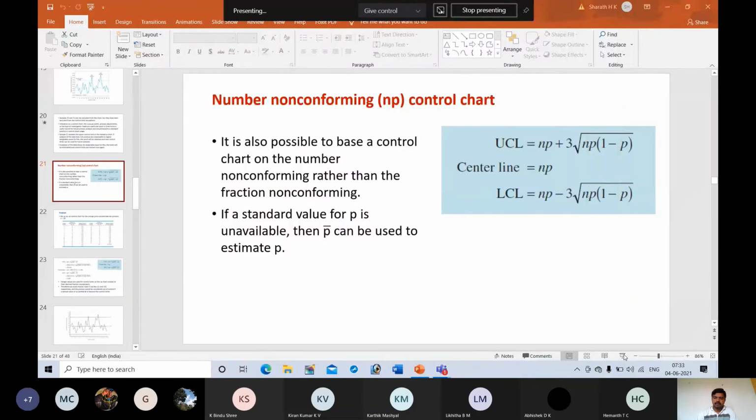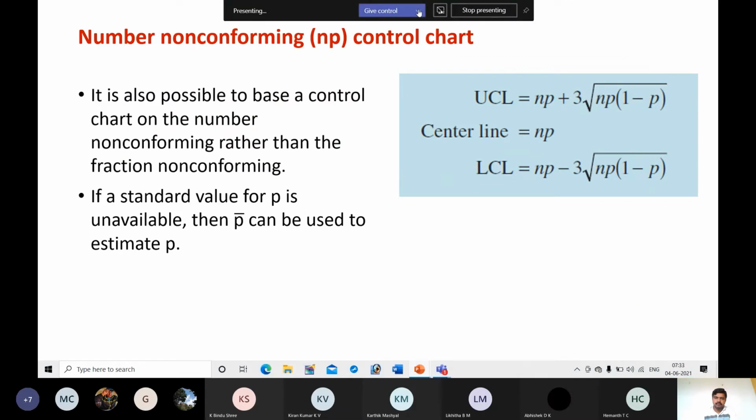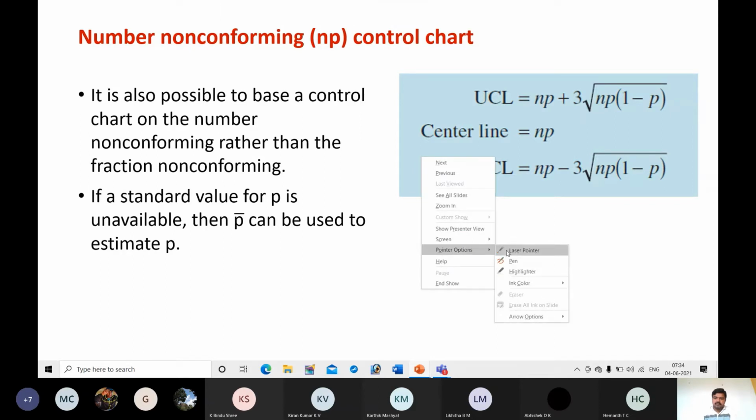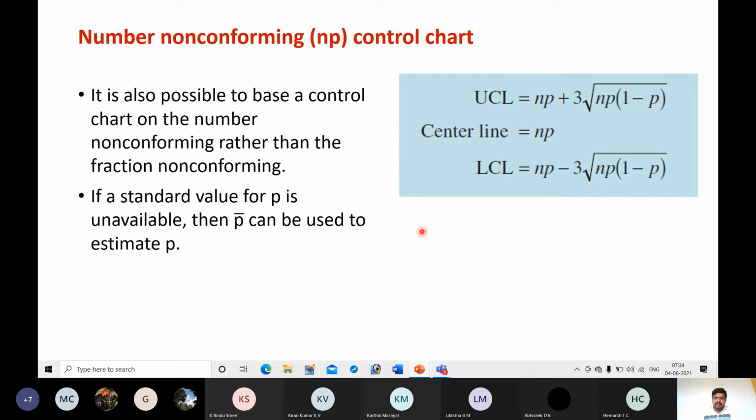Okay, in today's class we are going to discuss the NP chart and also control charts in case of variable sample size. There are three approaches in case of variable sample size, so that we are going to discuss in today's class. In the previous class we discussed the P chart, that means sample fraction non-conforming, so that we considered.